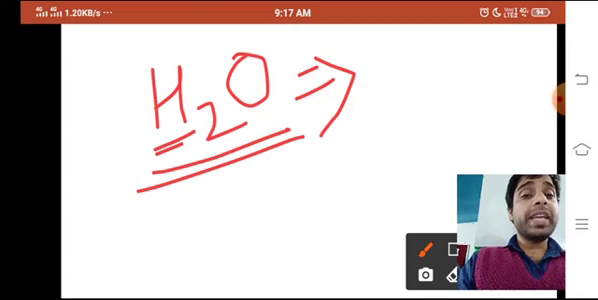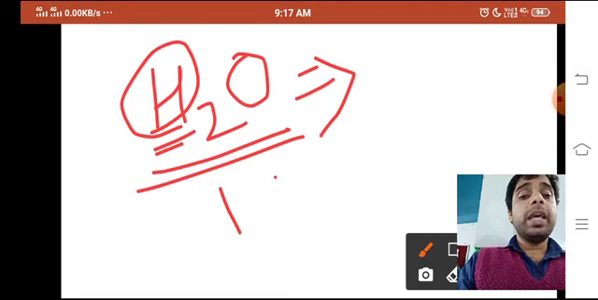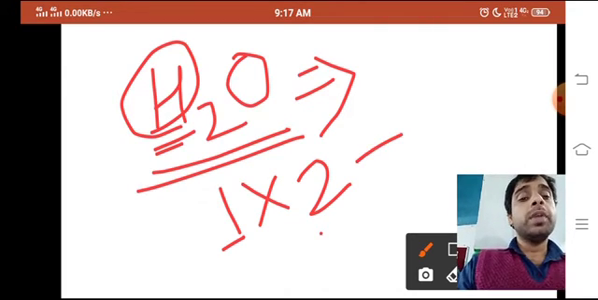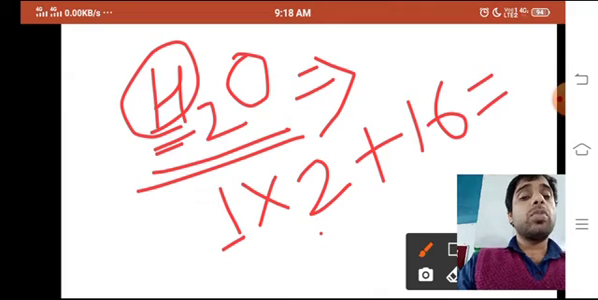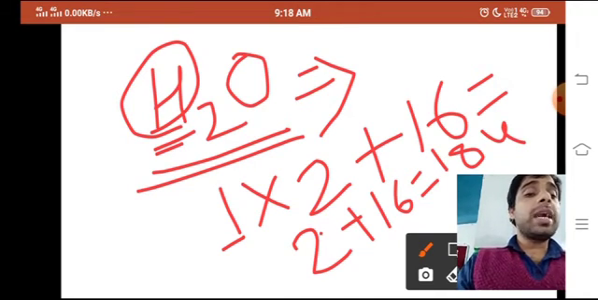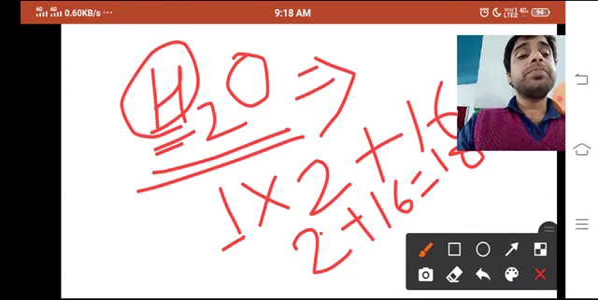So how many hydrogen? You can calculate the molecular mass of this one. How? Hydrogen atomic mass is 1 and it will be multiplied by 2. Why is it multiplied by 2? Because 2 hydrogen atoms are there. One hydrogen atomic mass is 1, but here we are talking about 2 hydrogen. So 1 into 2, plus what is the atomic mass of oxygen? Okay, 16. So 1 into 2, 2 plus 16. What will it give? It will give 18. Okay, so this is the molecular mass.